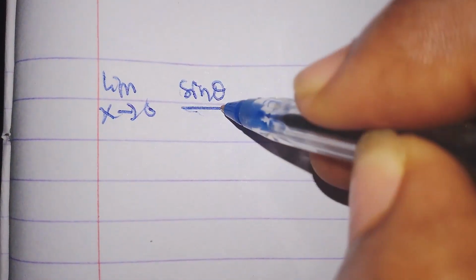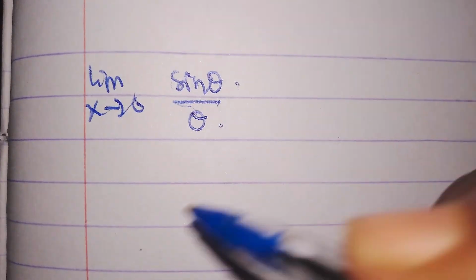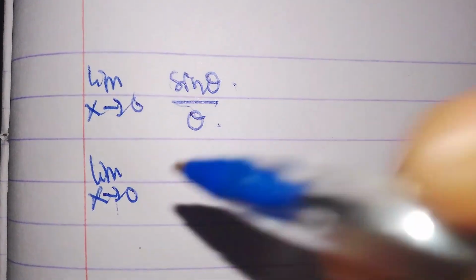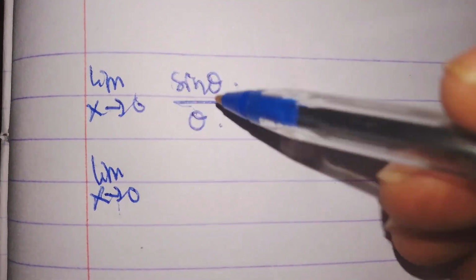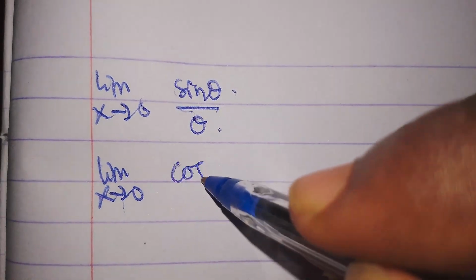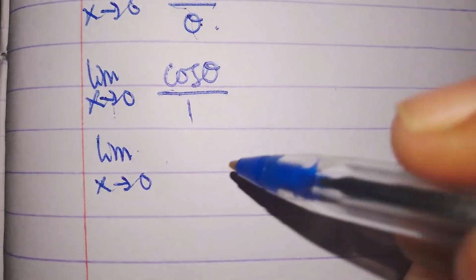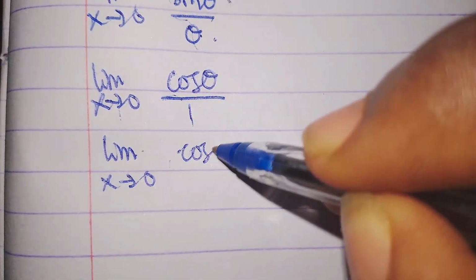Okay. So now what we are going to do is take the limit as x approaches 0 of sine theta over theta. The first thing we do is differentiate sine theta and differentiate theta, with respect to theta. When you differentiate sine theta, we know that it is cos theta. So we get cos theta over, now when you differentiate theta, you simply get 1. So our limit as x approaches 0 of cos theta.